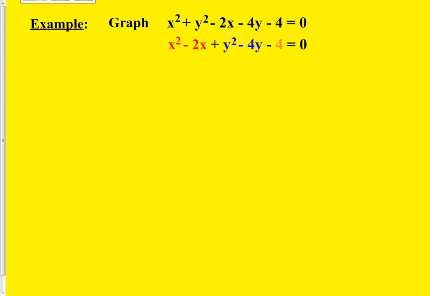So I put the x's together and I put the y's together, and now it's time to get the 4 out of the way. So I'm going to add 4 to both sides. That'll obviously eliminate the constant on the left side, and the right side will no longer have a 0. It'll have a positive 4.